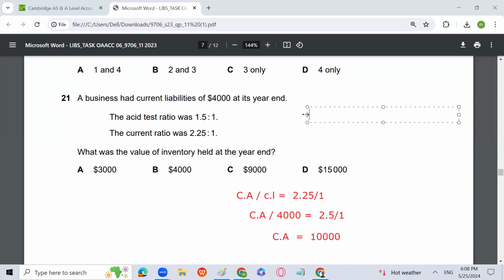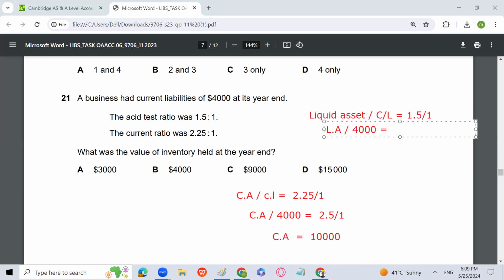Then liquid ratio, asset test ratio. The formula is liquid assets over current liabilities. And liquid assets does not include inventory into it. The liquid assets over current liabilities is the formula. And the ratio is 1.5 over 1. Liquid assets, we don't know. Current liabilities are going to be 4,000, which is given in the question, 1.5 over 1. So liquid assets, or the current assets without inventory, are 6,000. So the inventory will be current assets minus liquid assets. 10,000 minus 6,000. 4,000 is the answer.